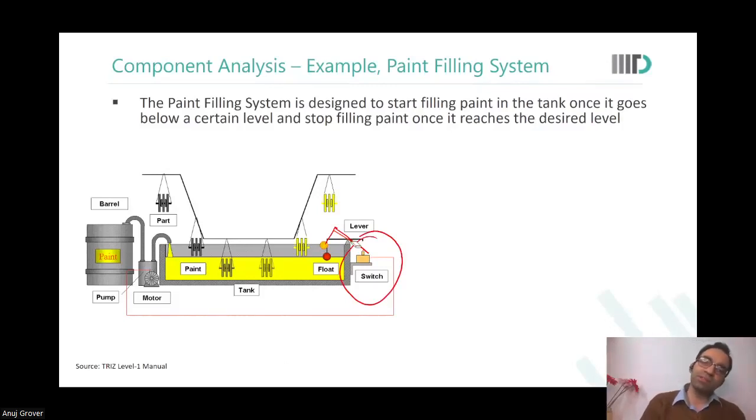Now, what happens is, over time, this float starts to get paint solidified on it. Paint is usually thick, and when it interacts with air, it would solidify. So when such a thing happens, the float becomes heavy. The float becomes heavy means it will not rise as much as it used to when it was light. And in the process, paint overflows from this tank. When the paint overflows, there's a big problem.